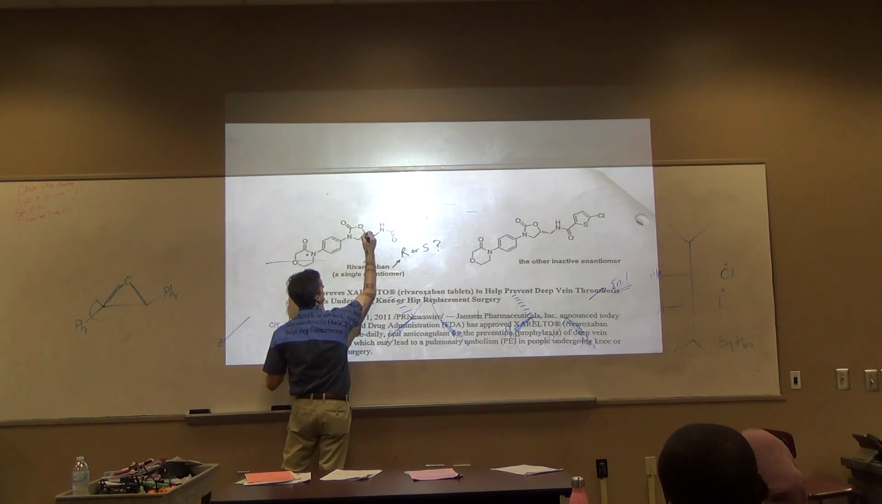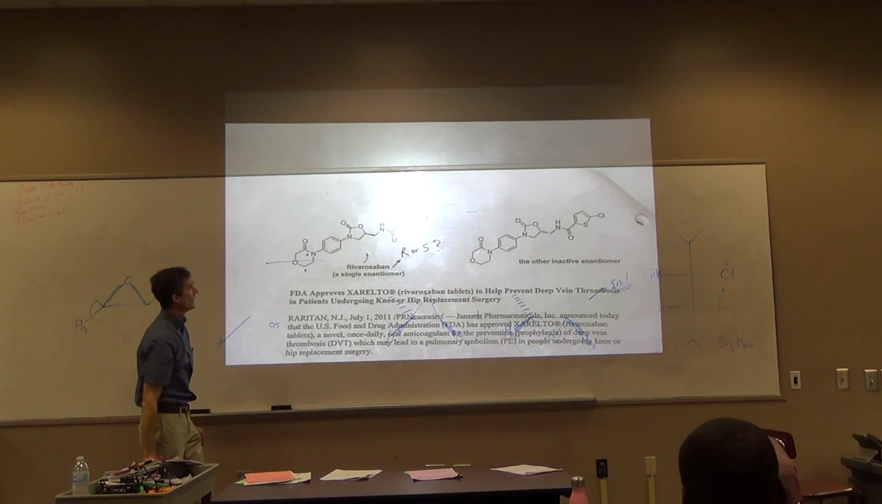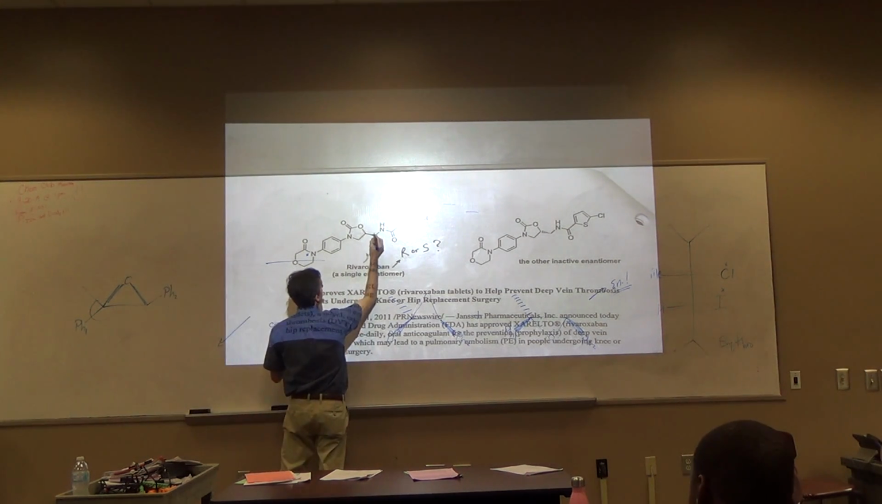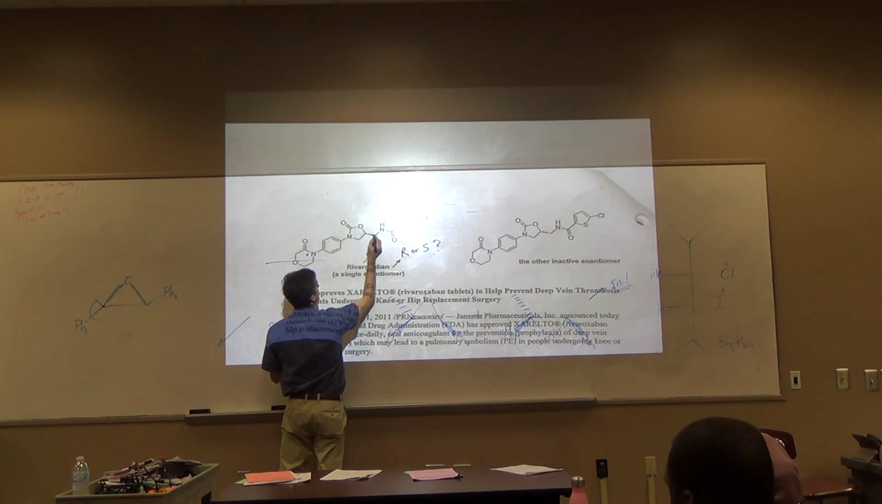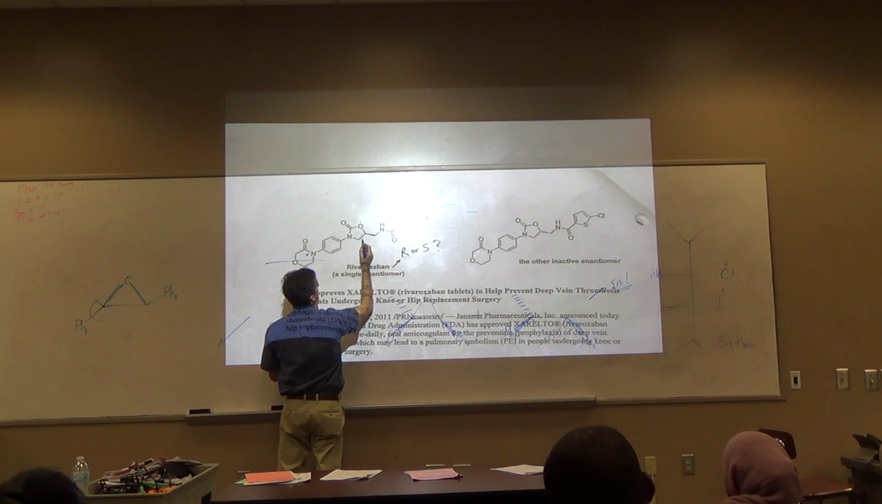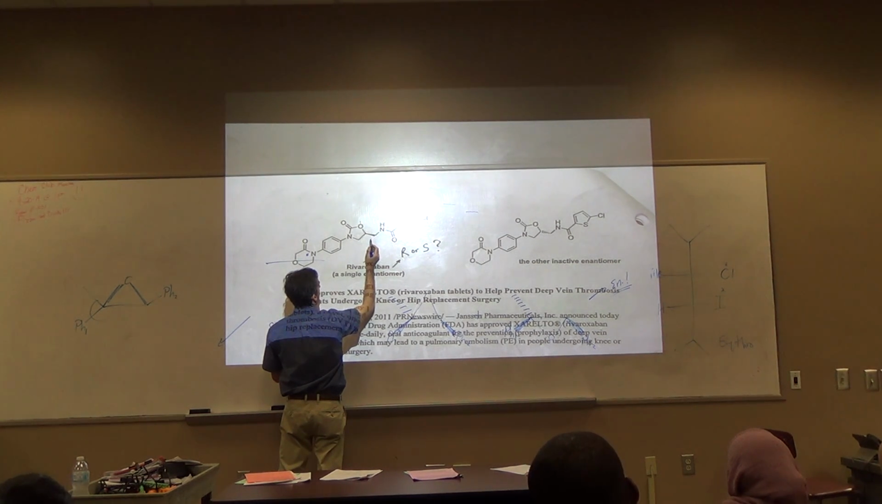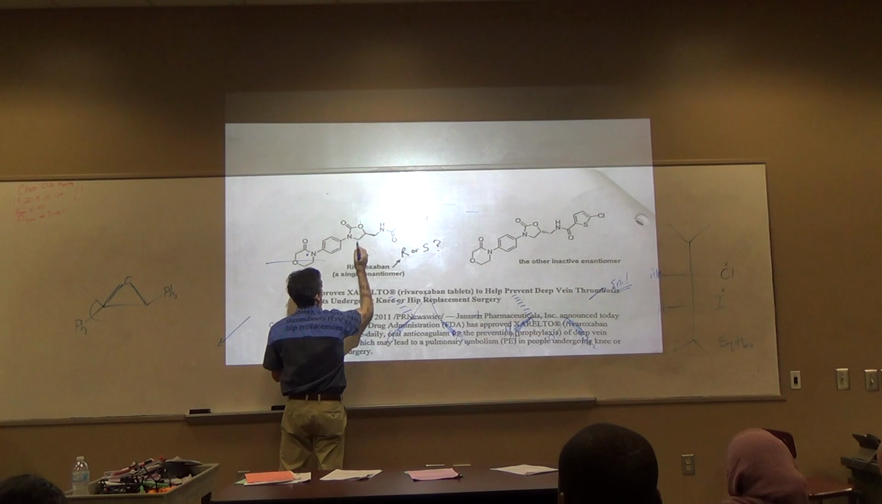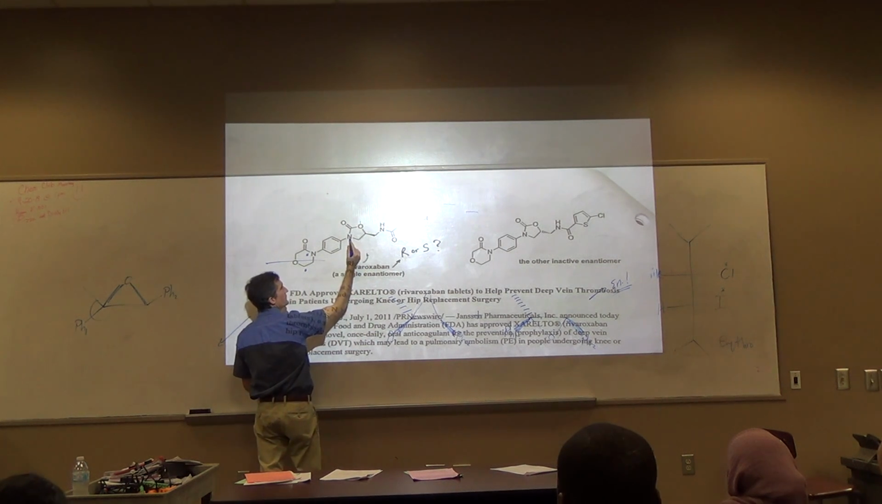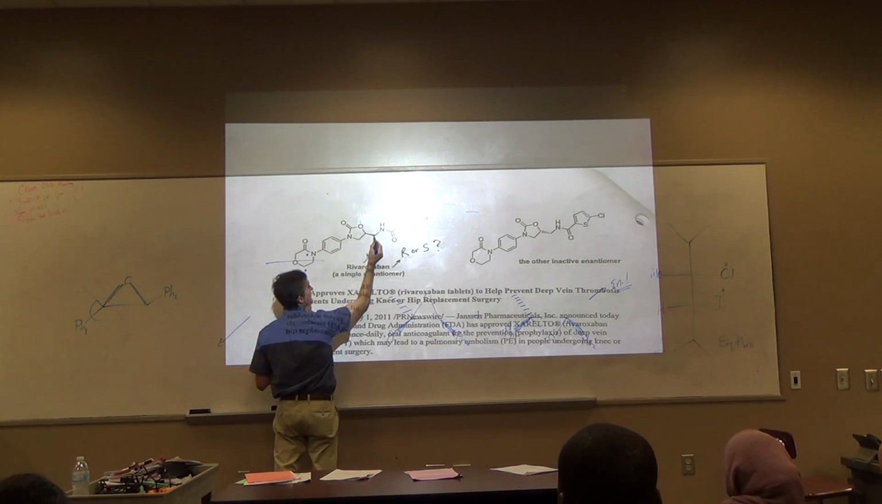No, it's right here, right? Mm-hmm. What's the high priority group? Oxygen, carbon, or carbon? Oxygen. What's next? Carbon or carbon? Well, what's on the carbon? Upside carbon. What's on this carbon? Nitrogen, H and H. What's on that one? Nitrogen, H and H.